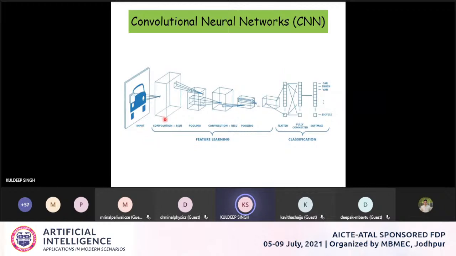Okay, so we have the convolution layer, then we have the activation layer, that is the rectified linear unit. It is an activation layer and it brings non-linearity into the pipeline. Then we have the pooling layer. The pooling layer is responsible for the dimensionality reduction of the input data. As you can see, the cuboid is of reduced size.